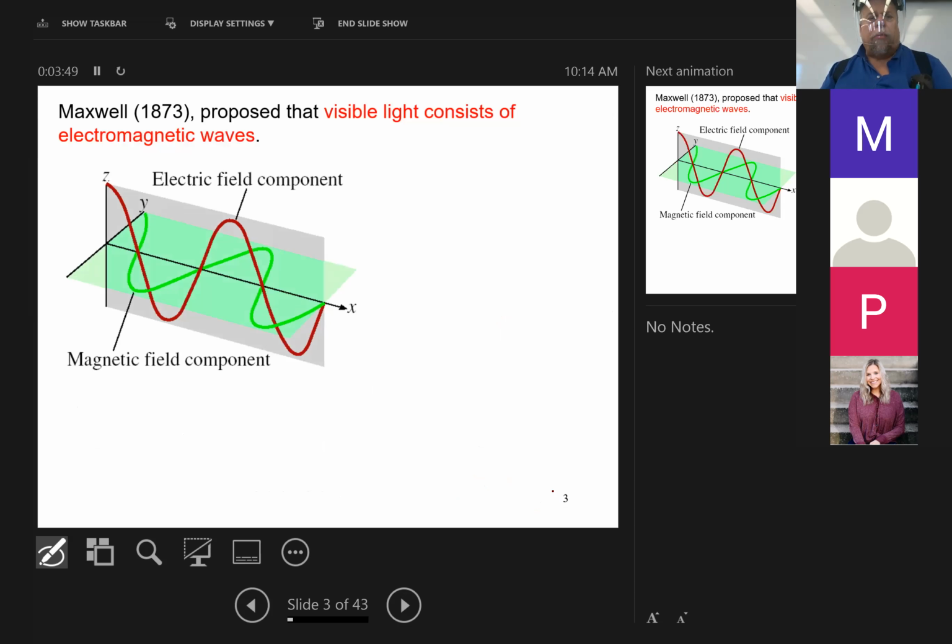Maxwell proposed that visible light consists of electromagnetic waves, where you have an electrical field component, which goes up and down, and then a magnetic field component that goes perpendicular to it. And basically there is some justification for that, yes.